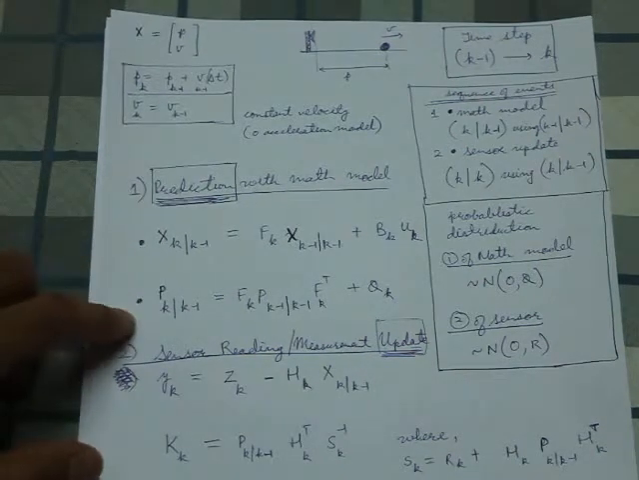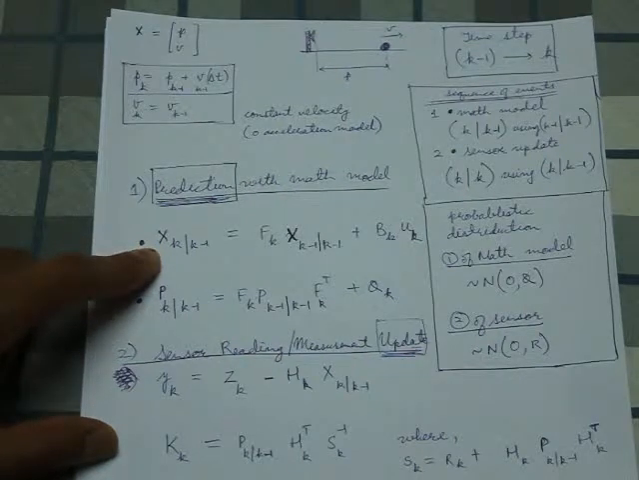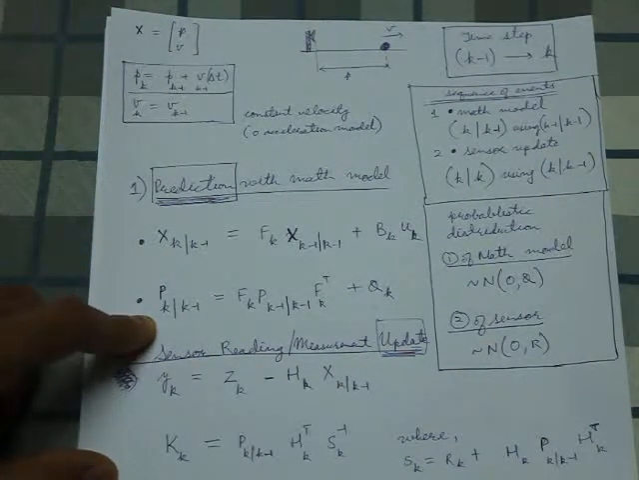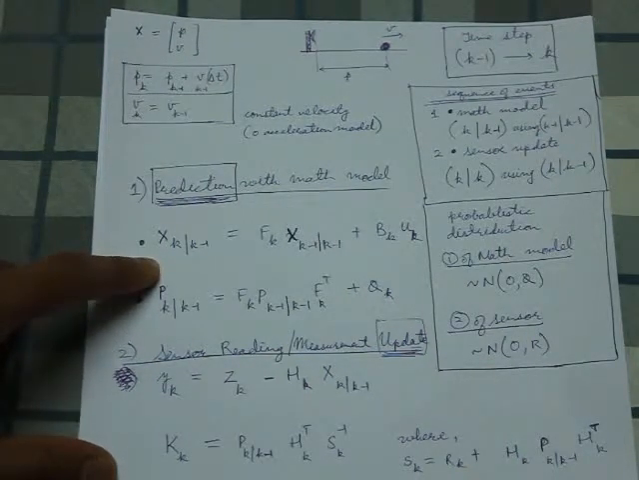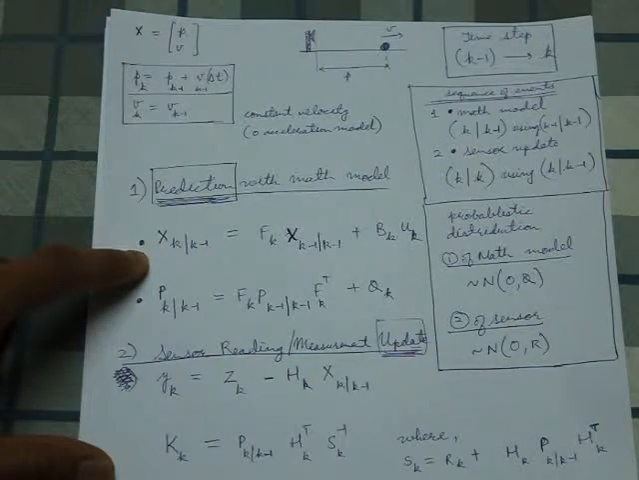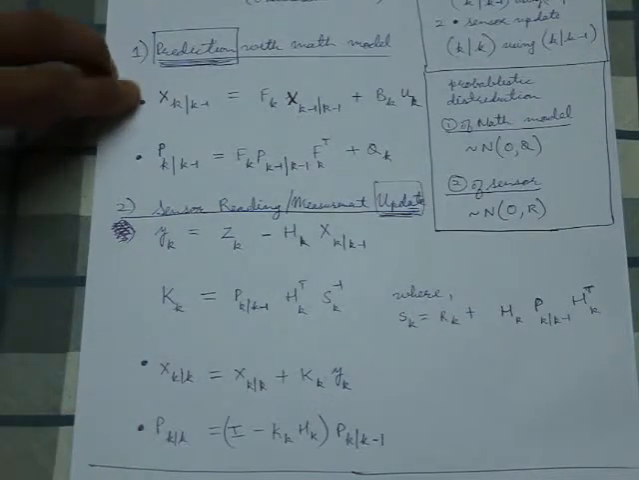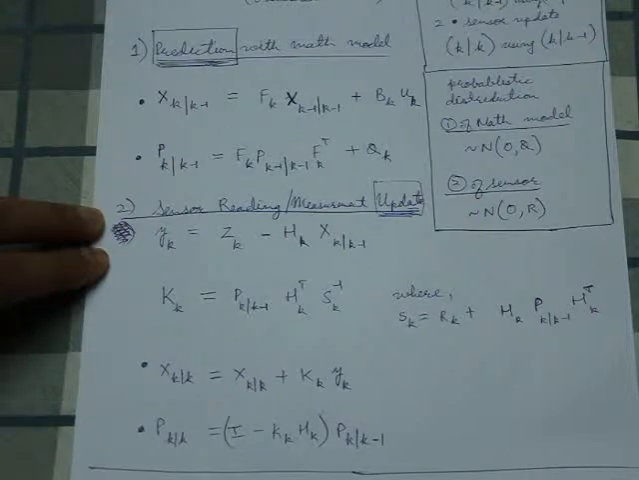So by using these two equations, we will have updated the actual state of the system and the corresponding probability distribution, or the corresponding certainty that the system exists in the state that we have predicted. So having completed our prediction step using the mathematical model, we now go to the sensor update step.